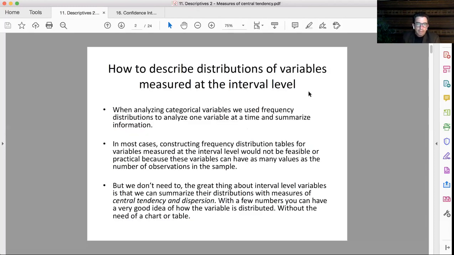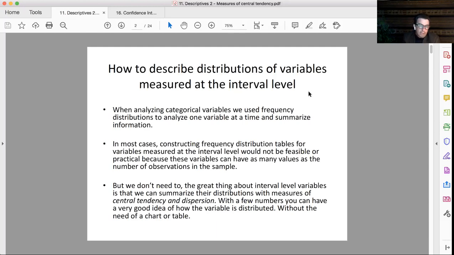Interval level variables are those that are measured in numbers. In a survey, they're typically open-ended questions where the answer choice is a number that can range from any value to any value. So when analyzing categorical variables, we use frequency distributions, right?